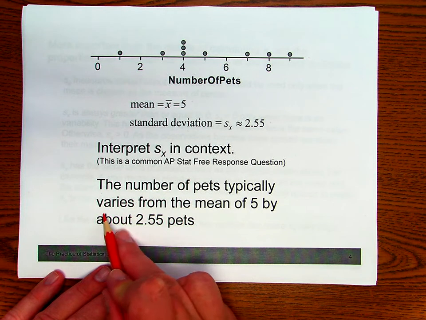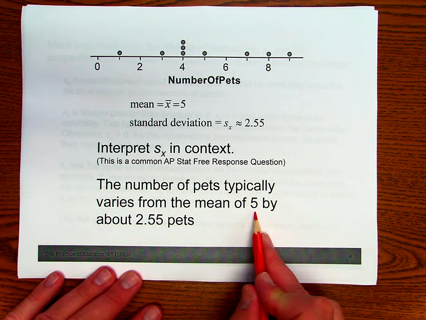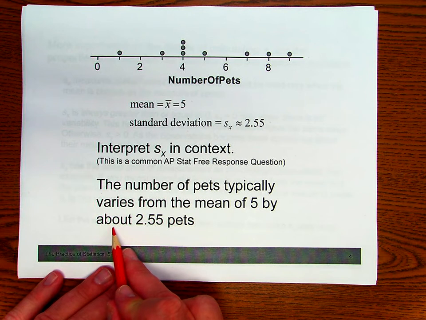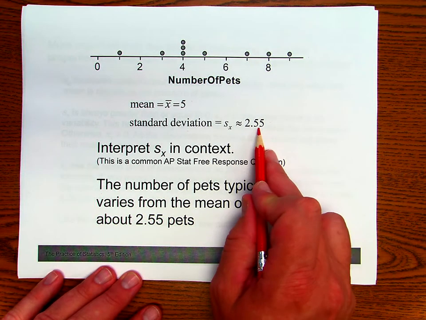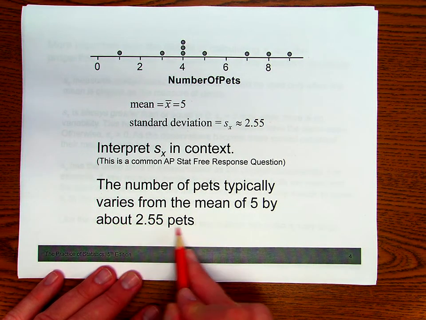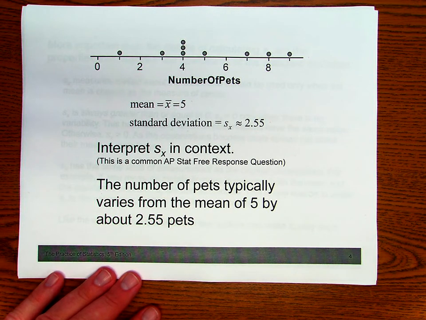Varies from the mean. That's always going to be there regardless of the context. State whatever the mean is, by, about, or approximately. That's an estimation. It's not an exact number. Whatever the number is, and then what does it represent? Pets. So all those little pieces need to be in there to check all the boxes for full AP credit.